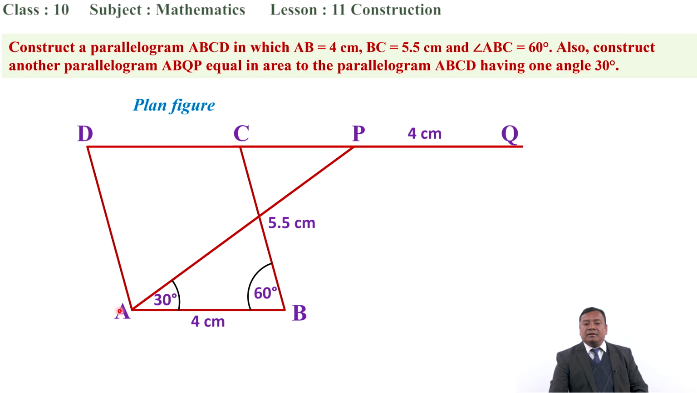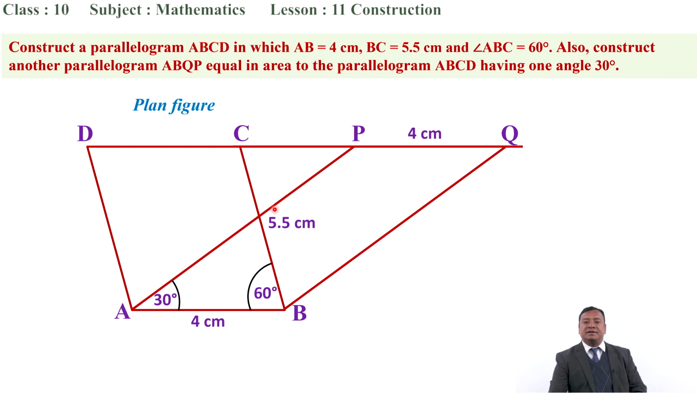Here AB is 4 centimeter, given. So from P you can cut off here any point Q whose length is also equal to 4, because we know that opposite sides of the parallelograms are equal, right?